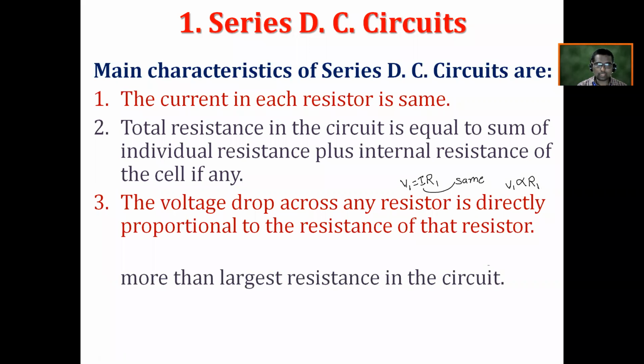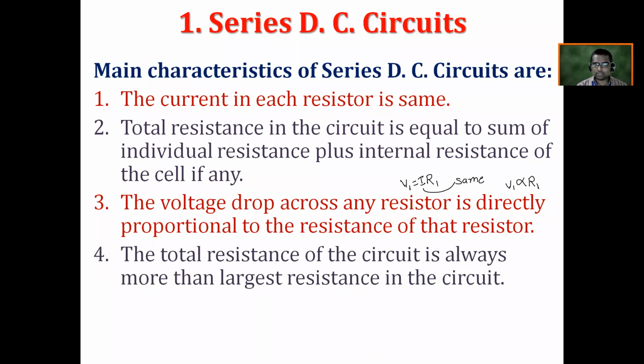Okay. Then the fourth one: the total resistance of the circuit is always more than the largest resistance in that circuit. Read it once again. The total resistance of the circuit is always more than the largest resistance in that circuit. Now, how can I give the proof for it?